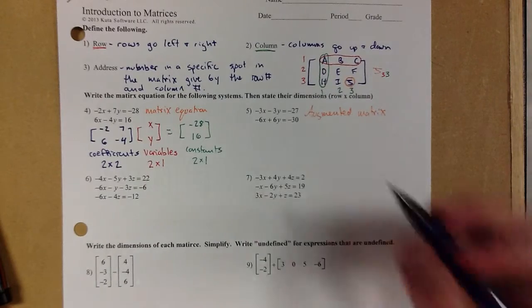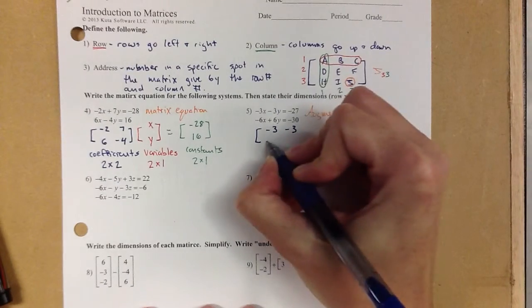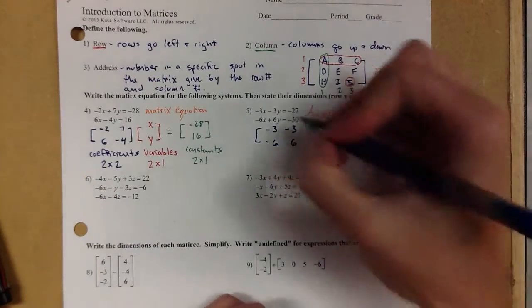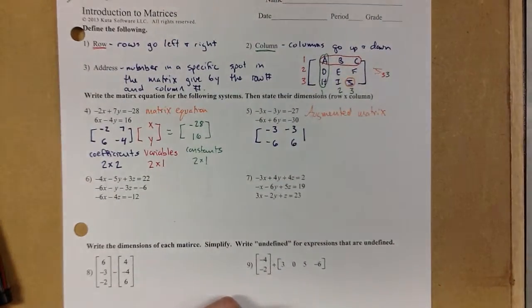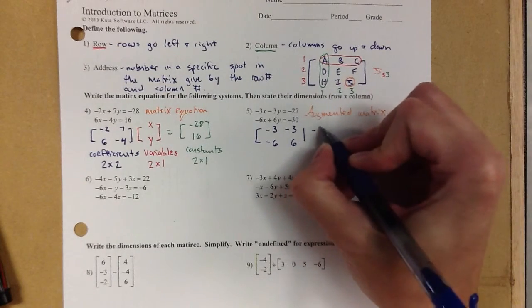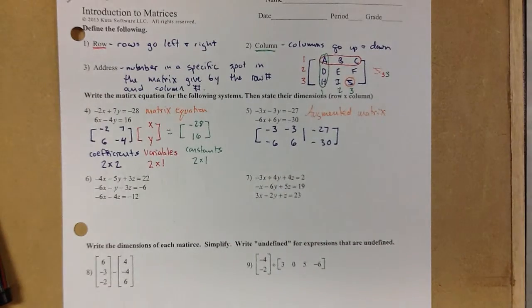Okay? In an augmented matrix, you have -3, -3, -6, and 6. So I have my coefficients. Then I have this line here that's representing my equal sign. And then on the other side, I have my constants. So -27 and -30. Most of the time when we do an augmented matrix, I'm not going to ask you for the dimensions. Matrix equation, I'll probably ask you for you. So far, so good? Okay.